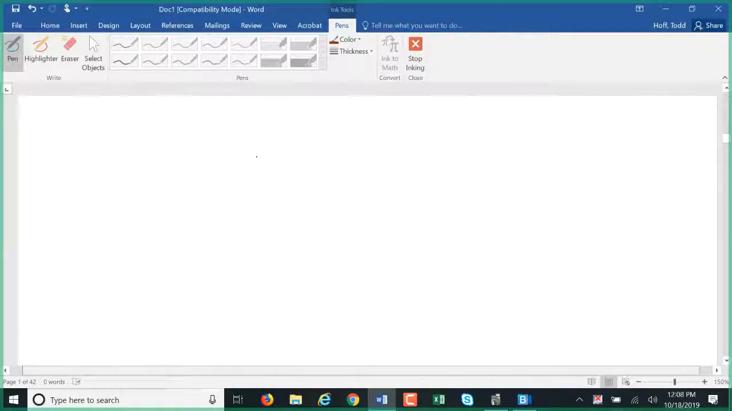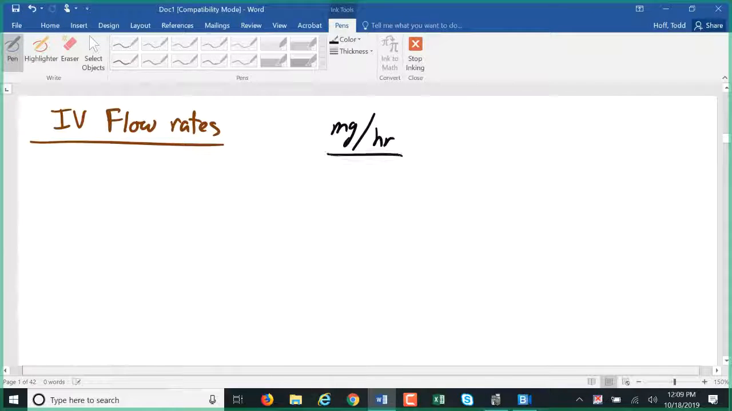Okay, so for the last 10 minutes or so, let's talk about IV flow rates. All the dosages we've talked about so far have been one-shot dosages, single dose, all at once. But sometimes we want to administer things over time. So flow rates can be given in several different forms. One of them can be in milligrams per hour.